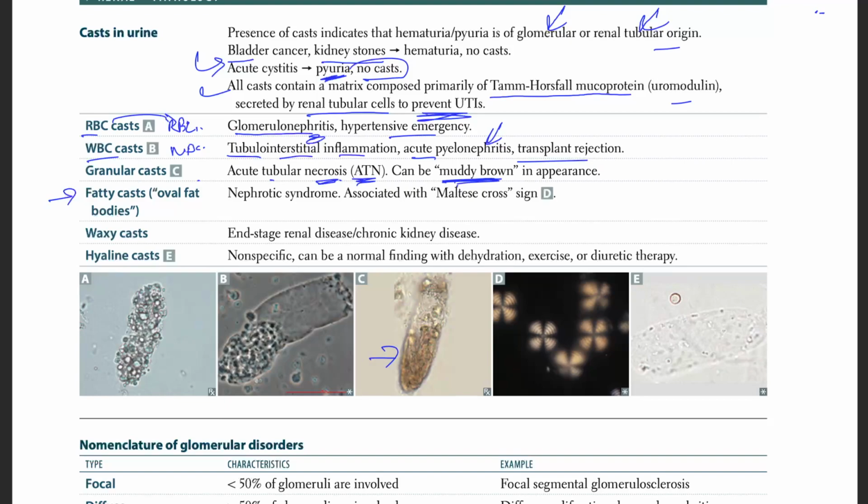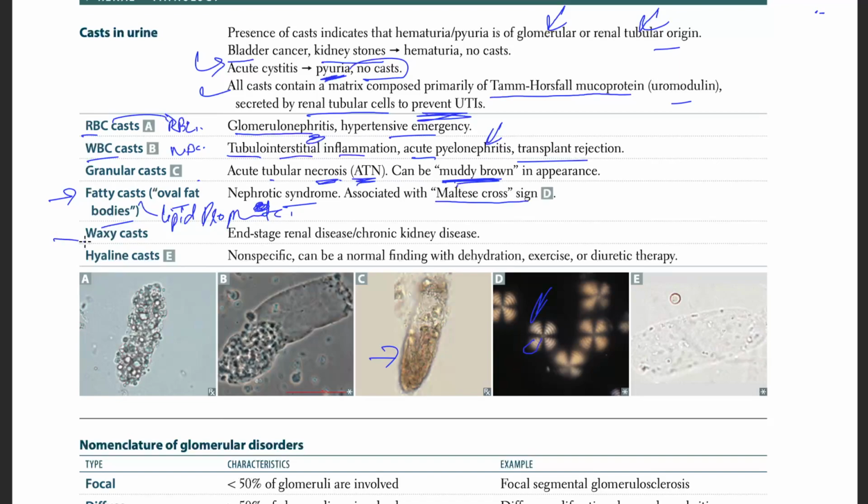Moving on, we have the fatty cast, oval fat bodies. Looking at the oval fat bodies, they are seen in nephrotic syndrome, associated with the Maltese cross sign. Okay, Maltese cross sign and the oval fat bodies. What are oval fat bodies? What do we have? We basically have lipid content, lipid droplets. So maybe think about this as a lipid droplet.